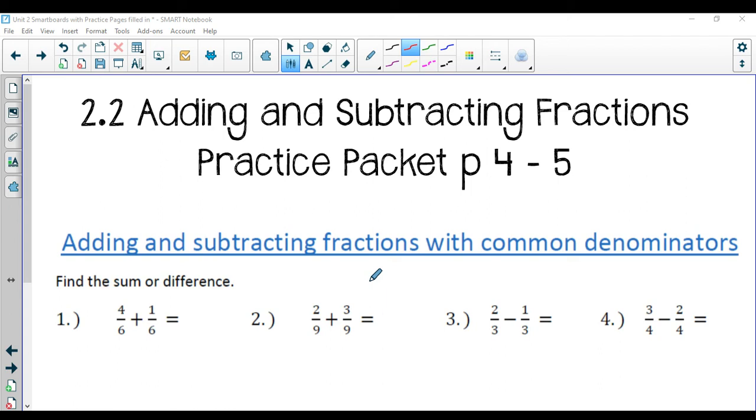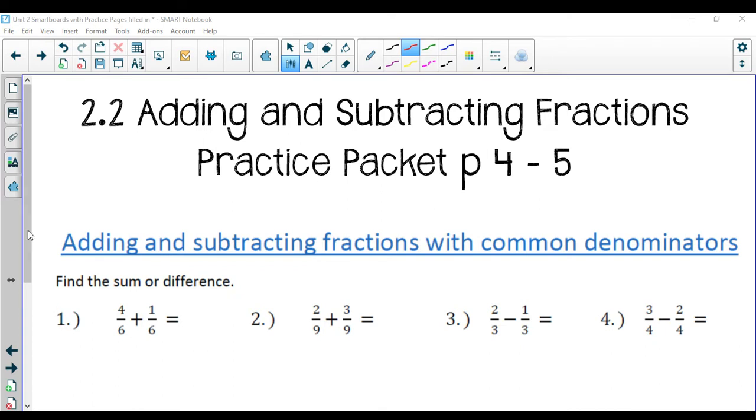This video is going to serve as lesson 2.2, adding and subtracting fractions, practice packet video. So I'm going to go over the questions that are on the bottom of page number 4, so kind of the bottom 2/3 of page 4, as well as all of page 5 for this assignment.